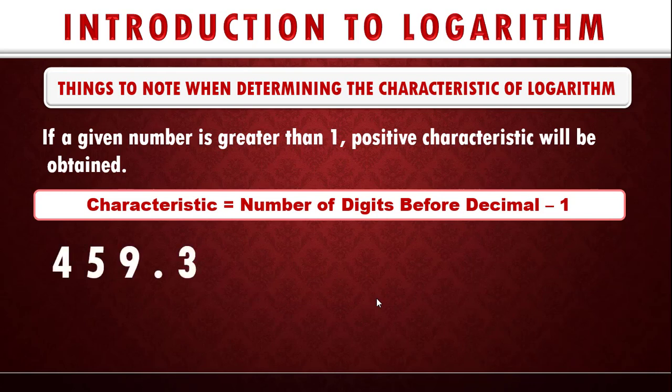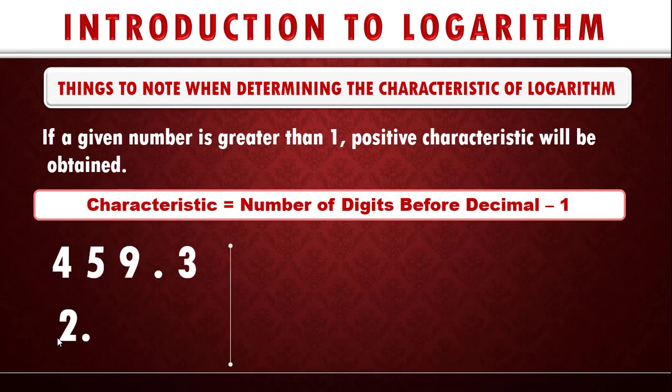You have the number 459.3. You are asked to look for the log of this number. The first thing you do is to ask yourself, is this number greater than 1 or less than 1? If you look at it, the number 459.3 is greater than 1. That means you will obtain a positive characteristic. So if you follow this formula, number of digits before the decimal: if we count it, we have 1, 2, 3 before this decimal. So all you need to do is to just say 3 minus 1 and you have 2 as your characteristic.